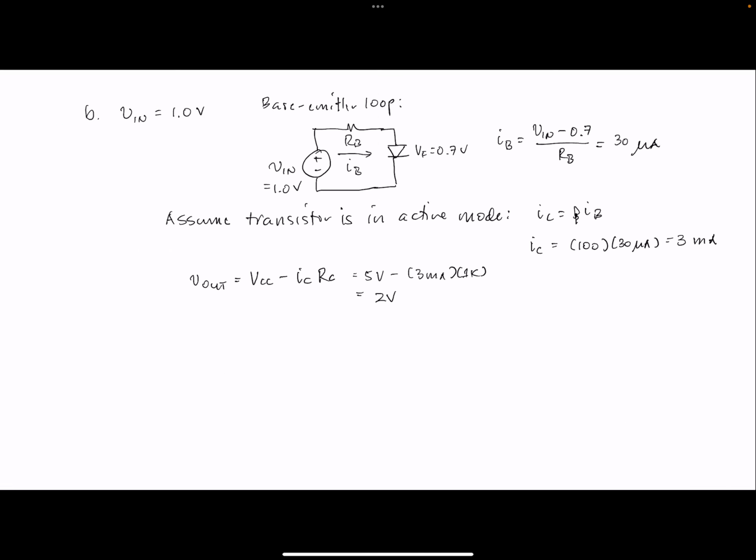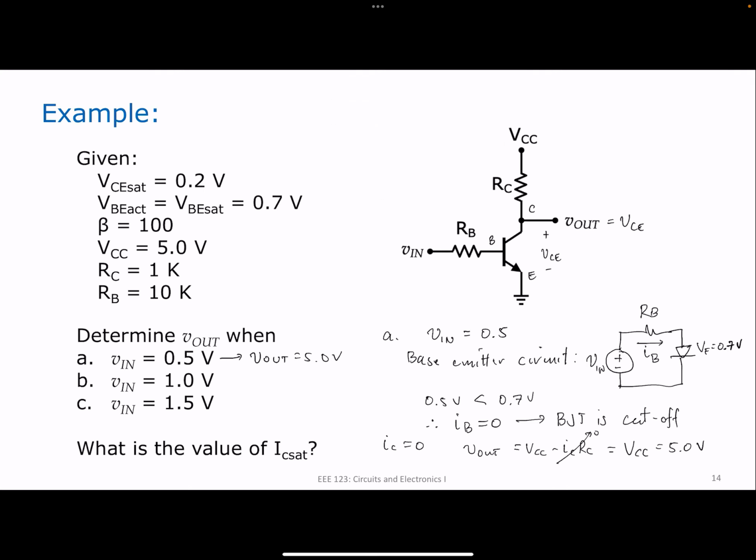Now I have to test. Is VCE greater than or equal to VCE SAT? My VCE SAT is 0.2 volts. Yes, because 2 volts is greater than 0.2 volts. Therefore, my assumption is correct, and therefore, my V out is correct. V out is now 2 volts. So here, V out is equal to 2.0 volts.